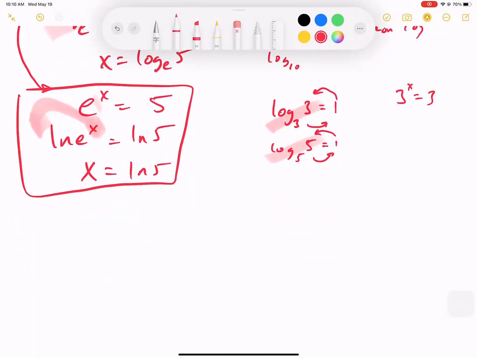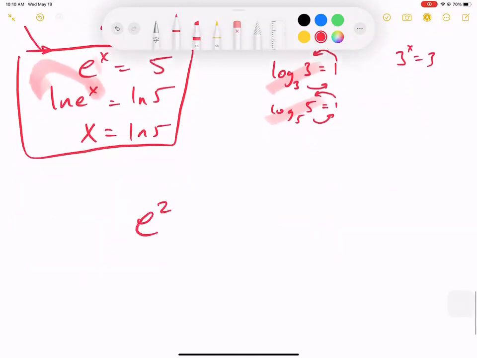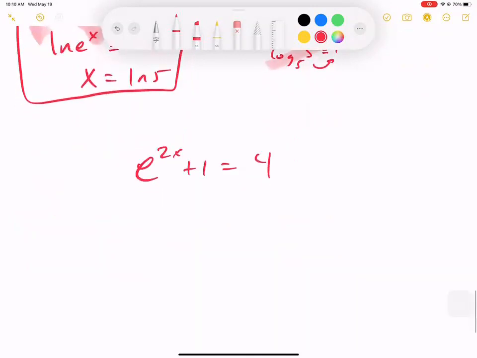Let's give you guys another problem. What if I write e to the 2x plus 1 is equal to 4? So we're solving for x. We can't do natural log, we can't do logs if there's too much stuff going around, right? We've got to get rid of those commoners. Ask 1 to leave the party. See you later, 1. e to the 2x is equal to 3. Now that we have e by itself, we can now use natural log.